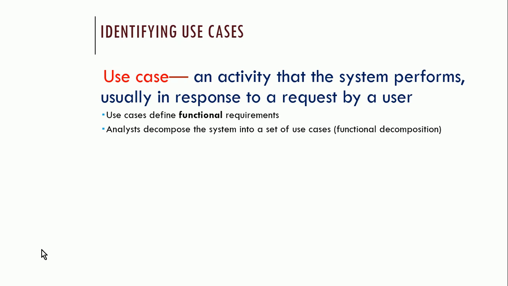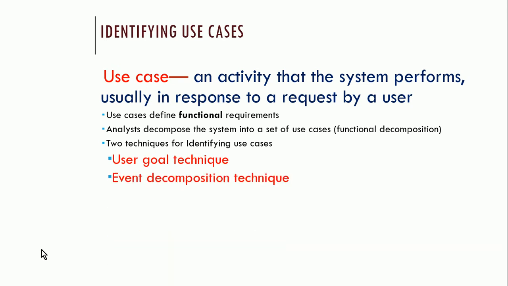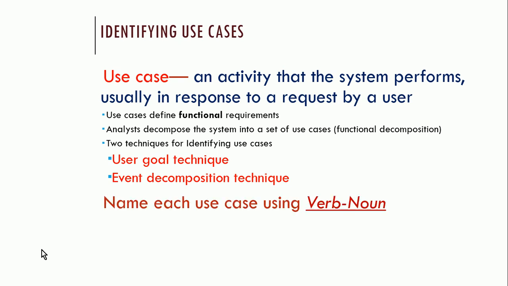So the analyst is going to decompose the system into a set of use cases. That's called functional decomposition, which we talk about in this unit. And there are two techniques for identifying use cases: the user goal technique and the event decomposition technique.